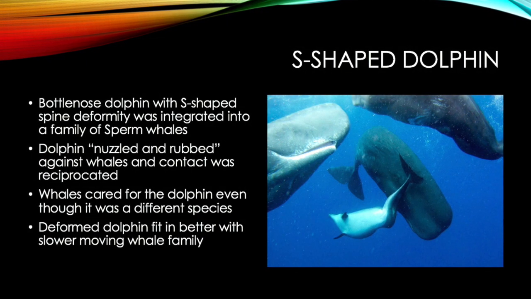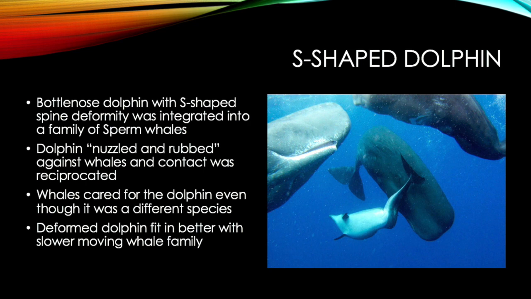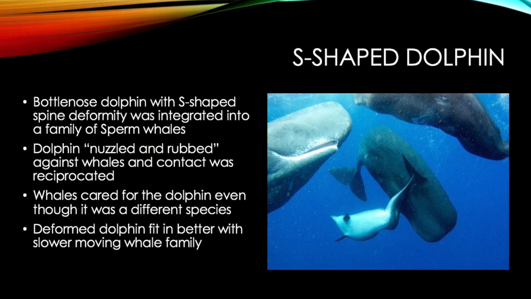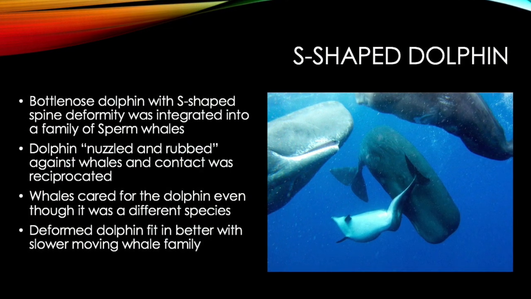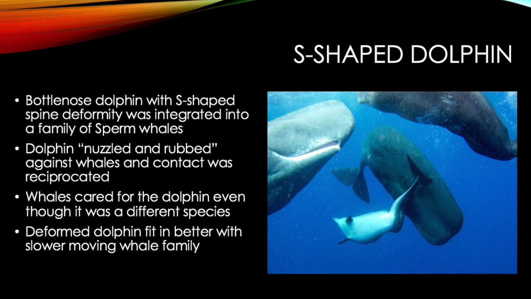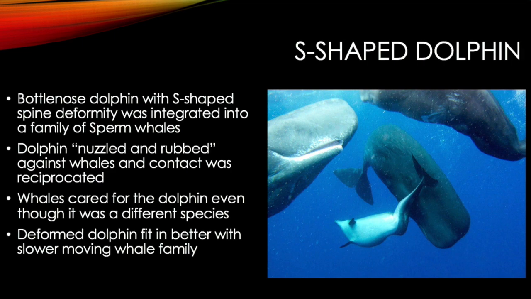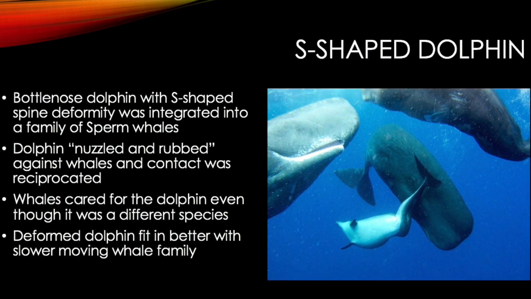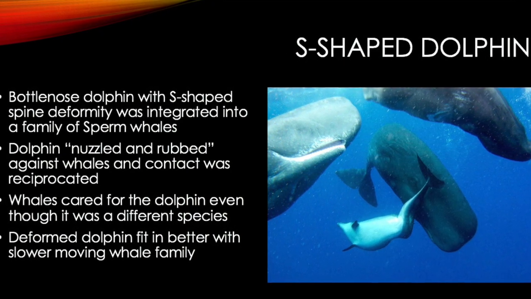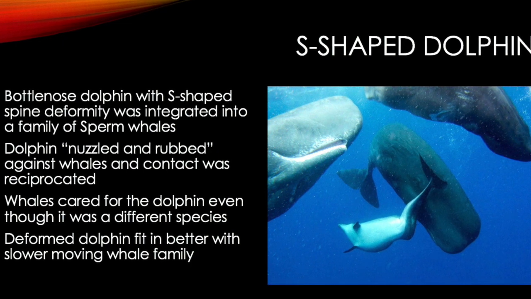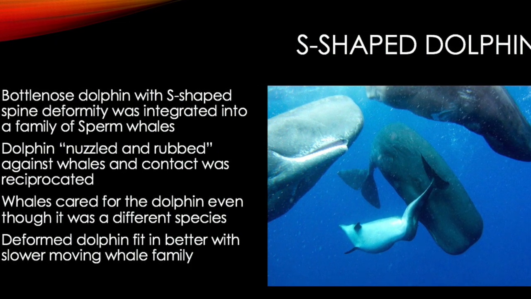In one instance, it was seen that a bottlenose dolphin with a spinal deformity was accepted into a family of sperm whales. The dolphin was seen to nuzzle and rub against the whales, and the contact was often seen to be reciprocated by the whales. After the interaction was observed, it was discussed that the dolphin with the S-shaped spine was probably too slow to keep up with its pod of dolphins, and therefore he was better integrated into a family of slower-moving whales.